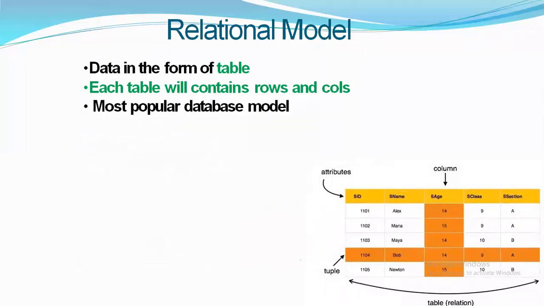Next, we go to the relational model. In the relational model, the data is represented in the form of tables. A table is a two-dimensional array which contains rows and columns. Nowadays, we are using relational models. That's why Oracle is called a relational database management system, because in this model the data is represented in the form of relations.